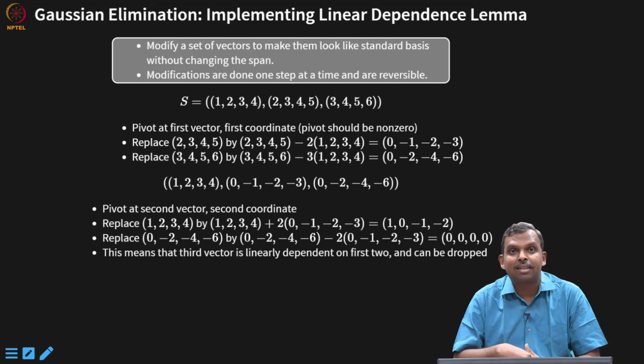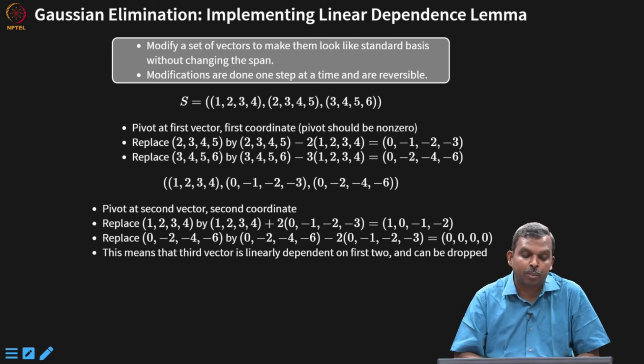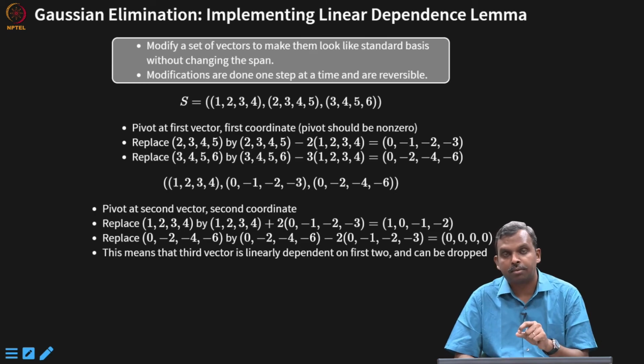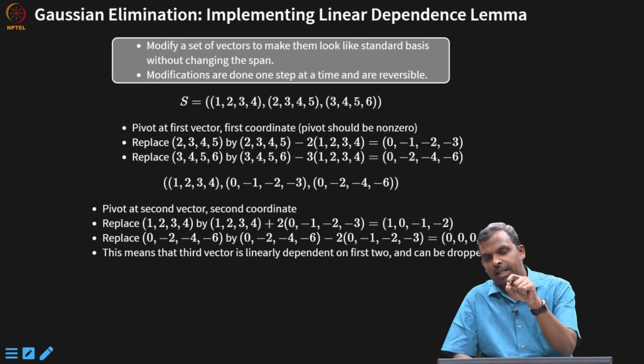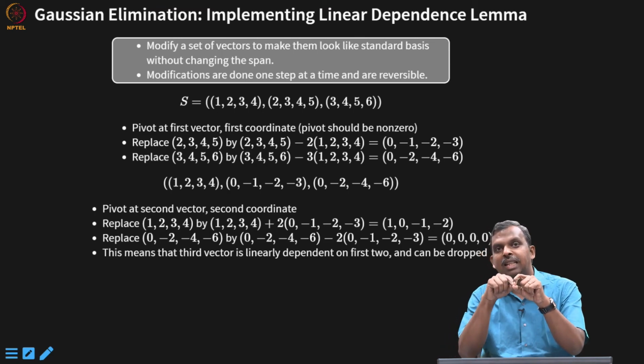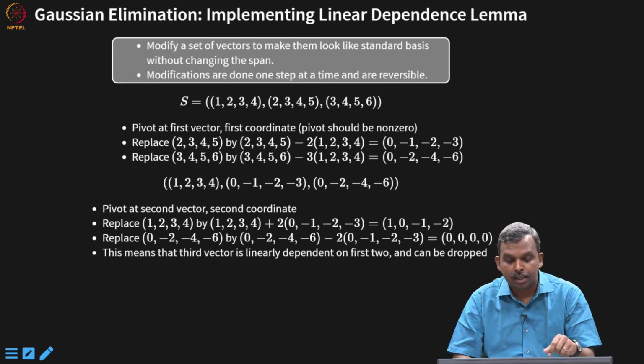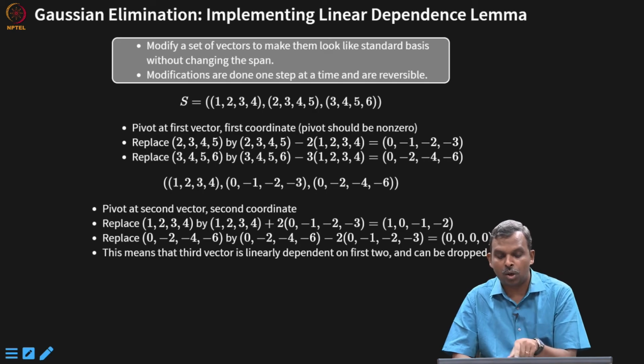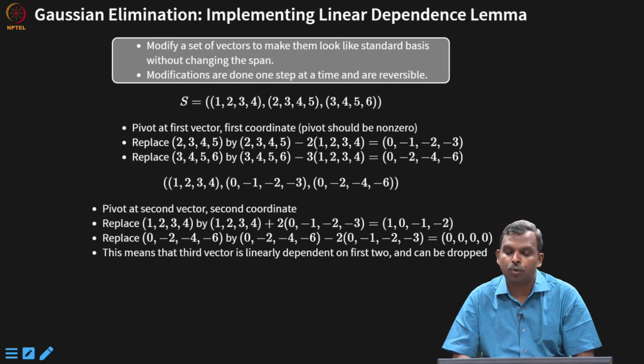But for even that, systematically one can do the same pivoting procedure. What do I do? I pivot on the second vector's second coordinate, which is actually minus 1. Once I fix on the second coordinate of the second vector, I can use that to make the second coordinate of all other vectors 0. So, how do I do that? Replace 1, 2, 3, 4 by 1, 2, 3, 4 plus 2 times this. That linear combination makes the second coordinate of 1, 2, 3, 4 zero.